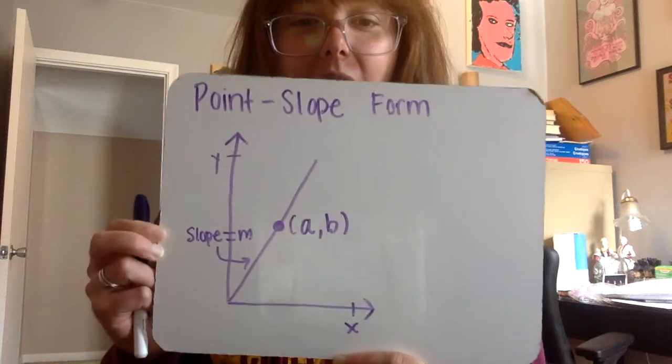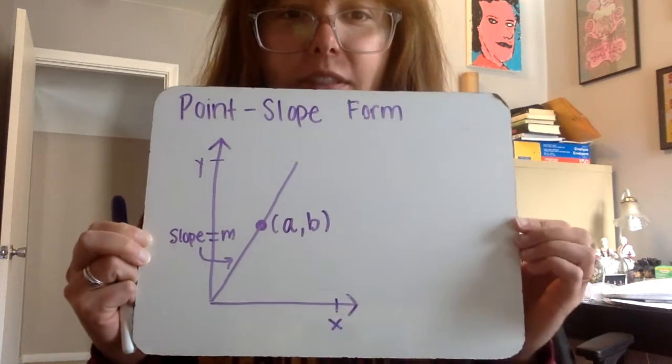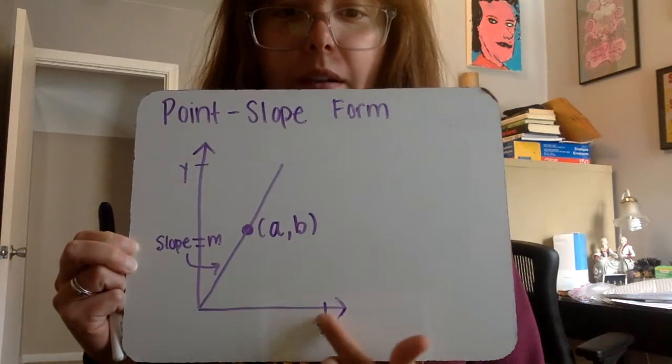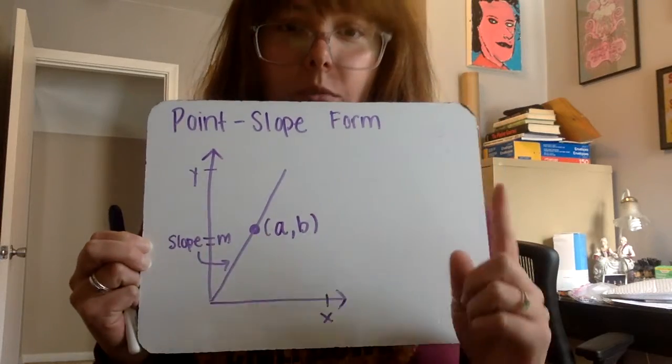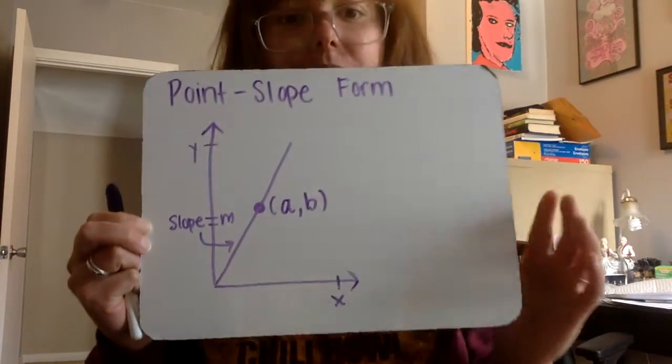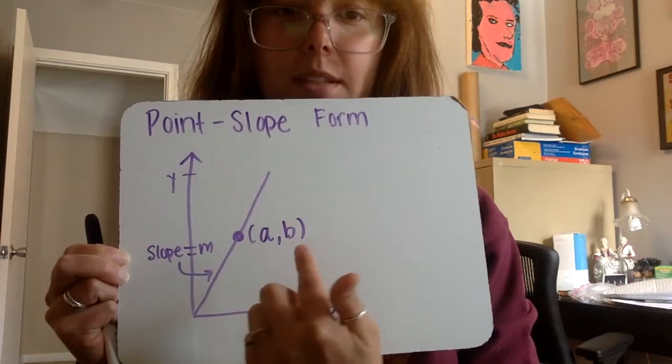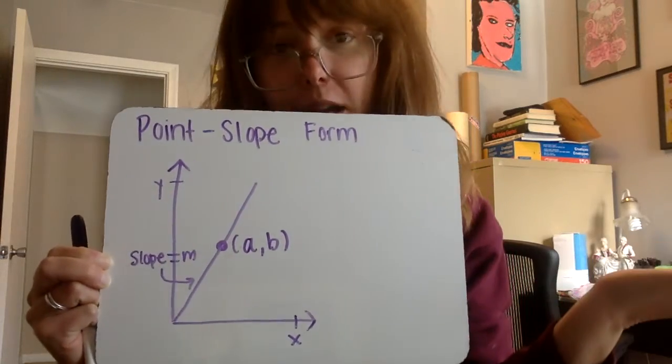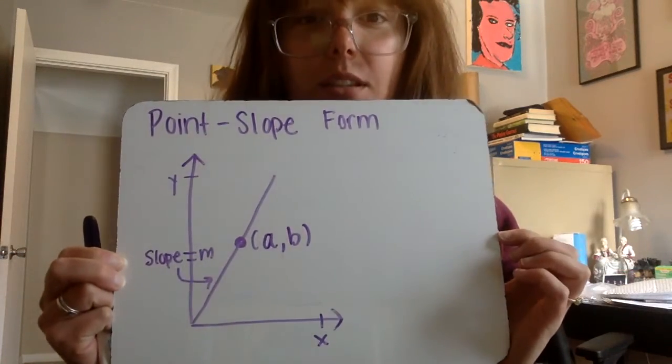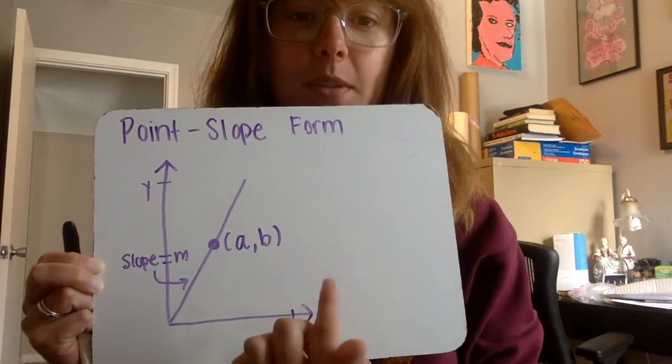So here I have a lovely little graph that has our x-axis on the bottom and our y-axis. Remember, y to the sky. So our slope is represented by m. I don't know why. I tried to Google it. It's just something they do. So slope is represented by m.